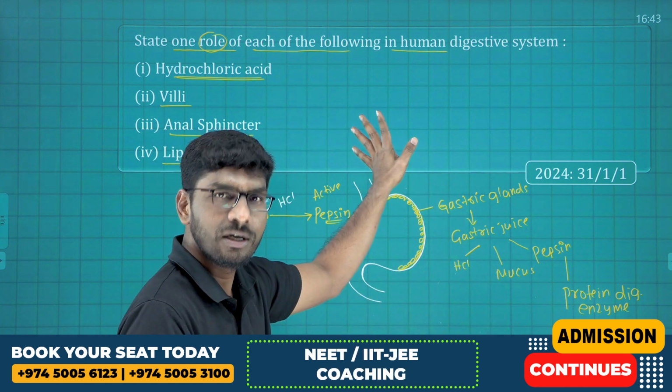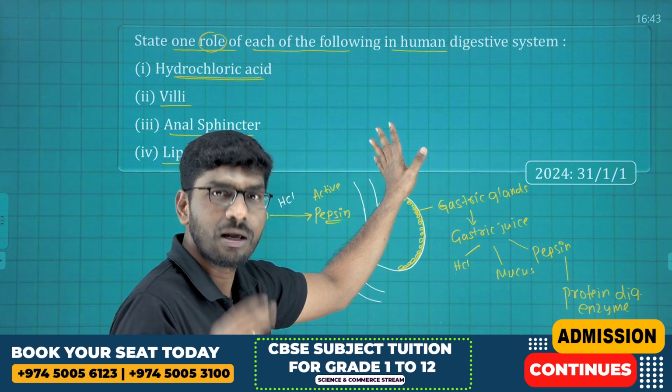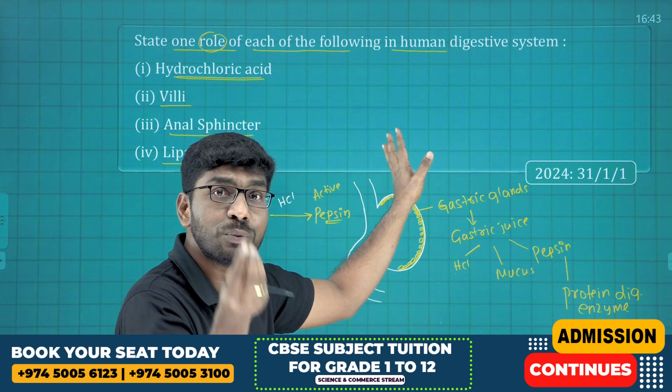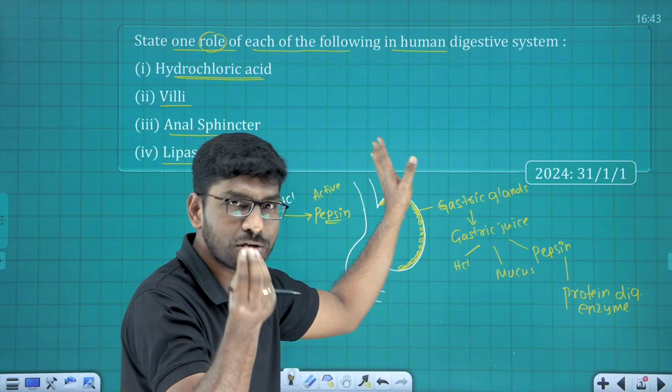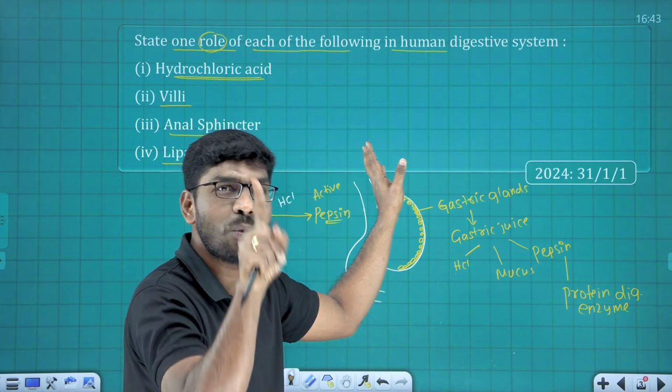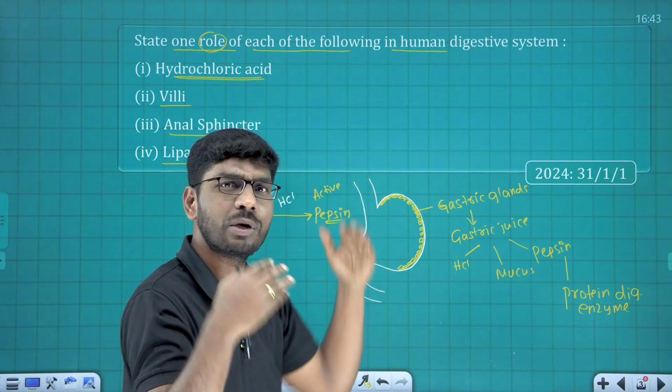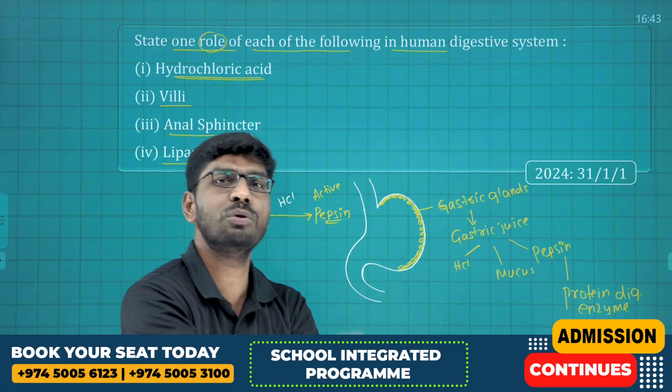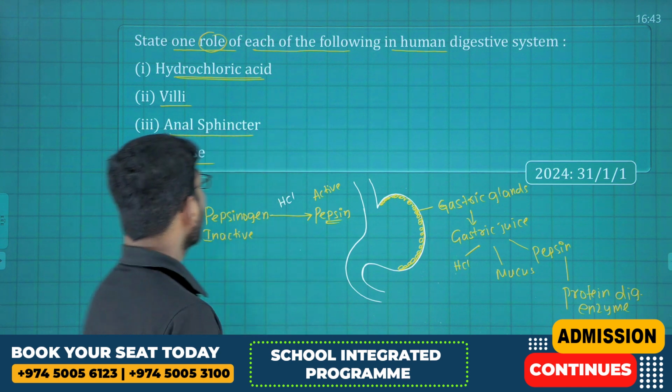One role they ask. One more role we can also tell: HCl can kill the microbes which enter through food. We can also give this answer. But they are asking one role of HCl, so you can write the conversion of pepsinogen into pepsin. Number 2. What is number 2?